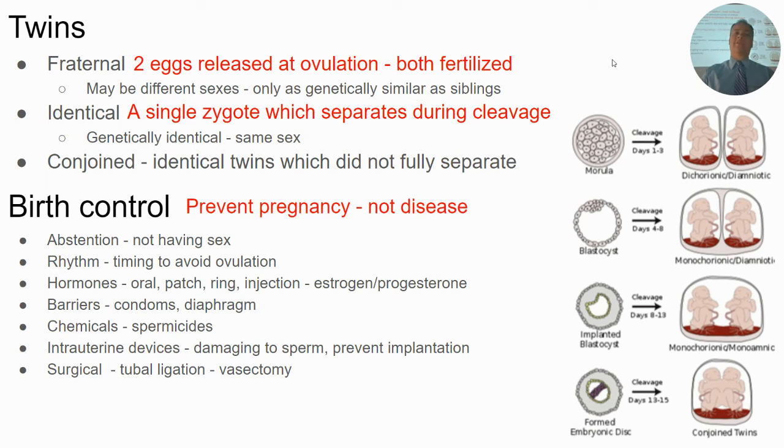And the other thing is lots of these prevent pregnancy, but not necessarily sexually transmitted diseases. So if a woman's on a pill, or if a man gets a vasectomy, they can still transmit and receive sexually transmitted diseases. Things like condoms can prevent that.